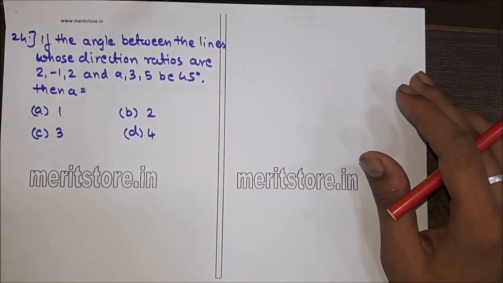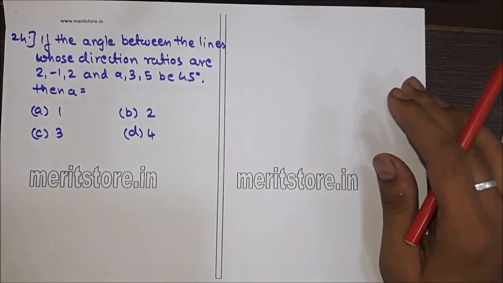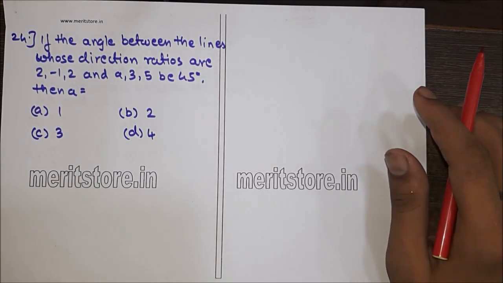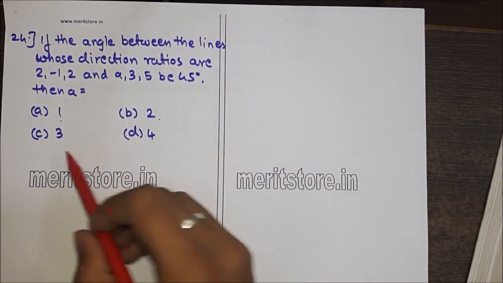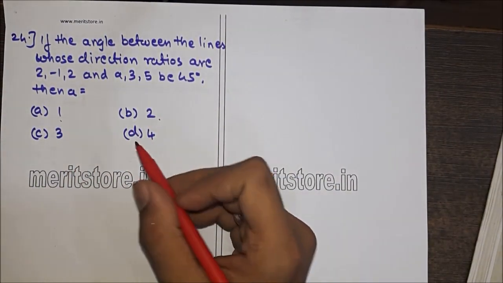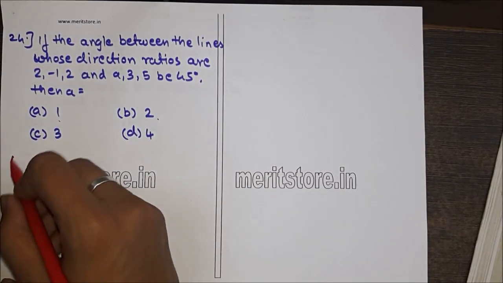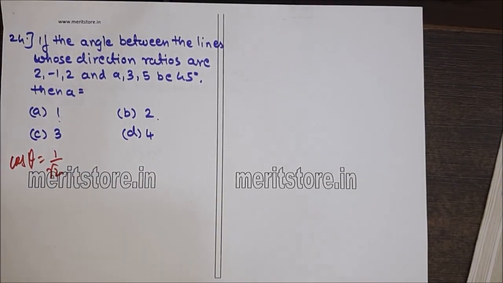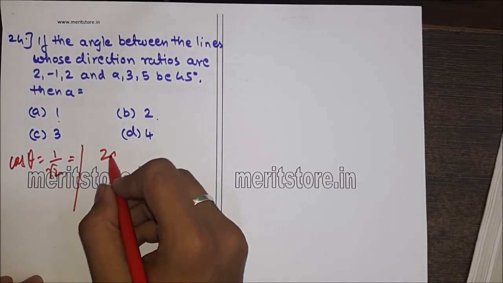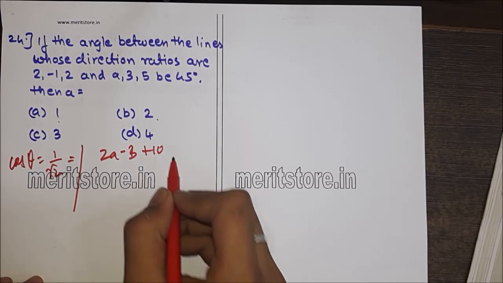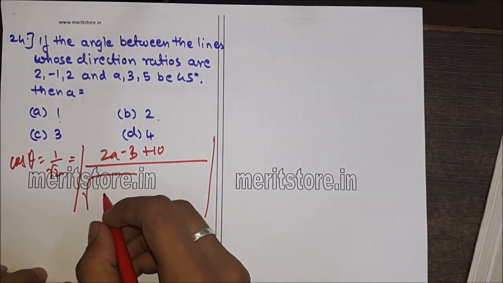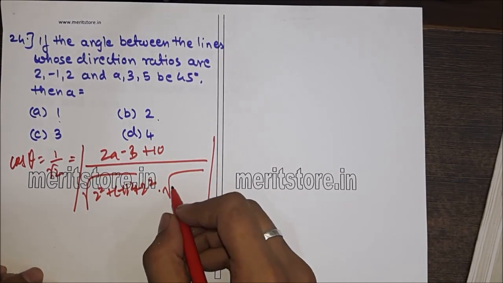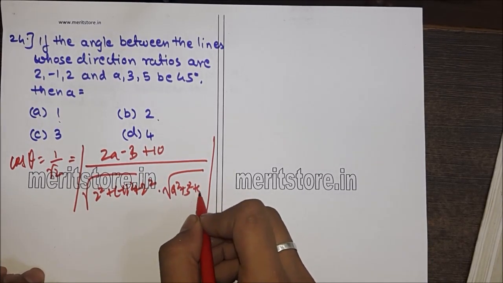Question number 24. If the angle between the lines whose direction ratios are 2, minus 1, 2 and alpha, 3 and 5 is 45 degrees, then alpha would be 1, 2, 3 or 4. So let us solve this. We know that cos theta is equal to 1 by root 2. So let's go the other way and we'll substitute the values. We'll get 2a minus 3 plus 10, divided by root of 2 square plus minus 1 square plus 2 square into root of a square plus 3 square plus 5 square.